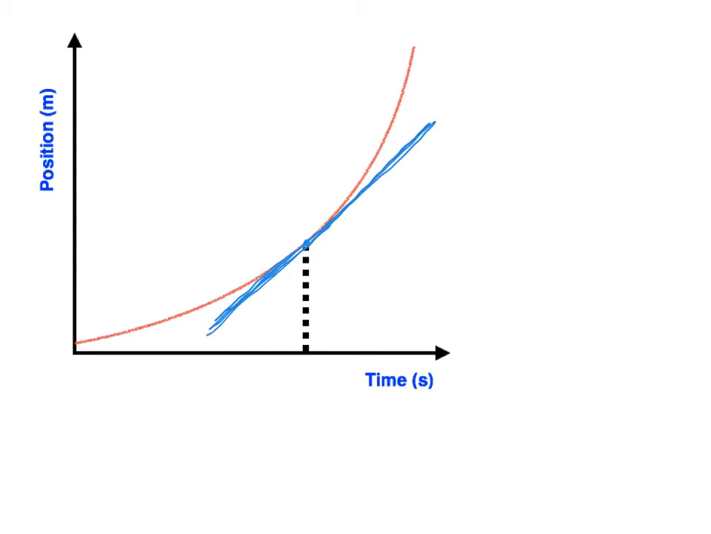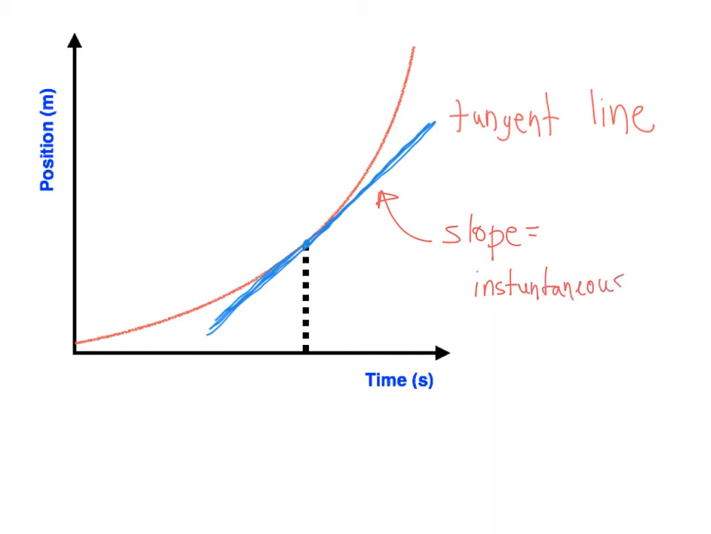And in math, what we call this is a tangent line. Okay, and what happens is if we were to take the slope of the tangent line, we would come up with not the average velocity because it's not taking place over a time interval, it's at a moment. The slope is the instantaneous velocity. Okay.